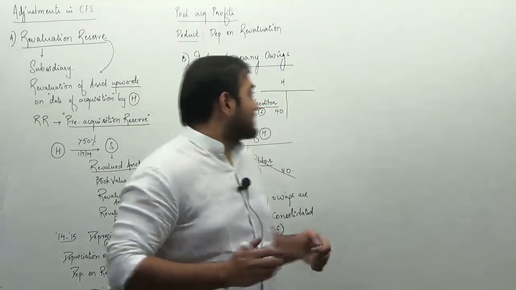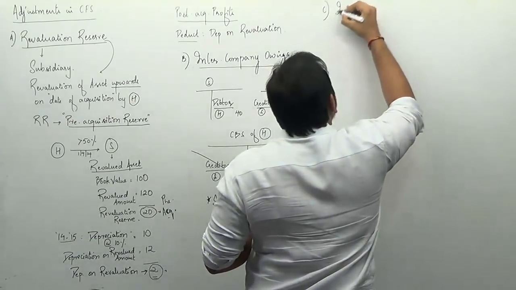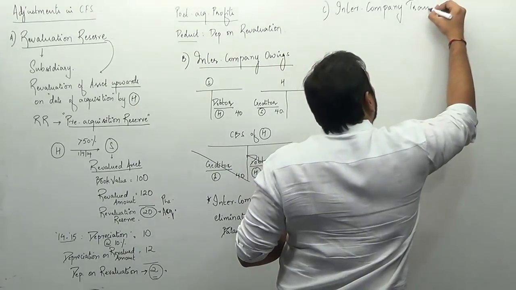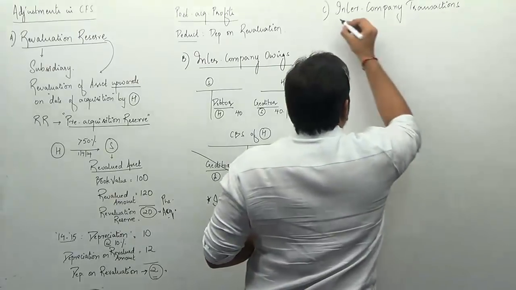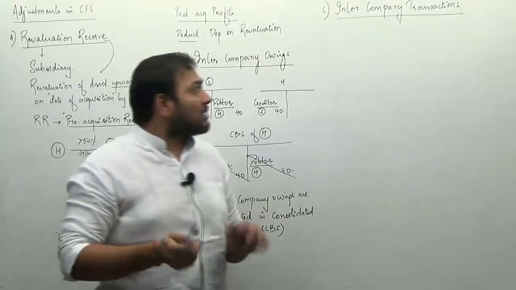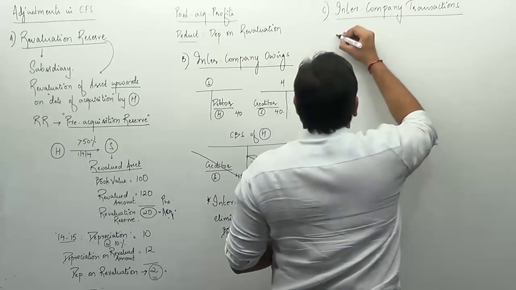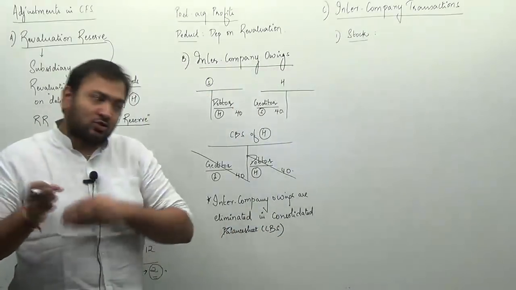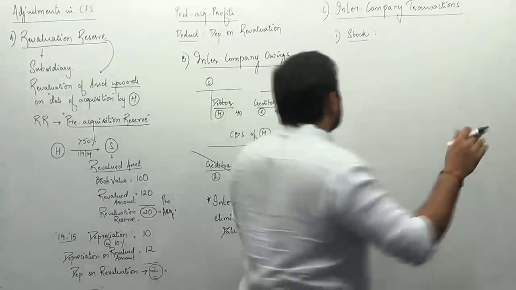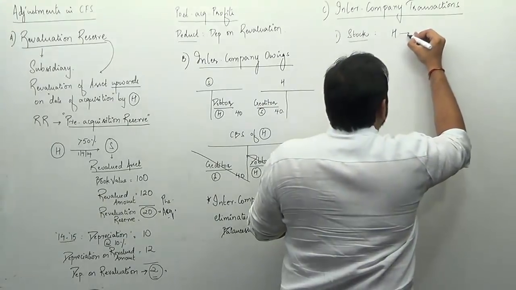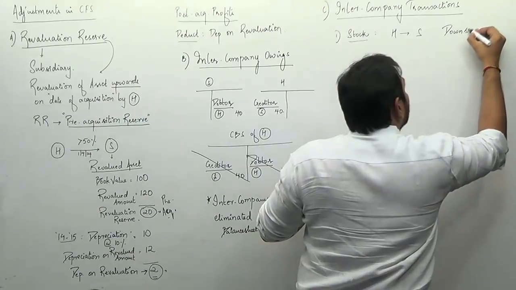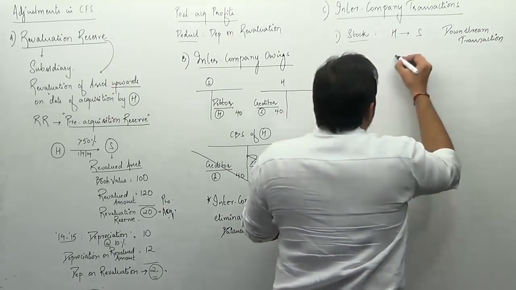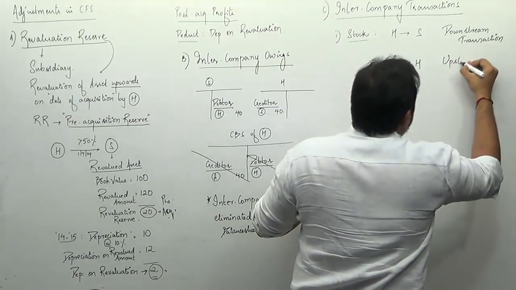So, yes guys, let's move on to the next adjustment. Intercompany transactions now. When we talk about intercompany transactions and elimination of these intercompany transactions, the first one, let's say, is stock. That means, let's say holding company sold goods to subsidiary or the subsidiary sold goods to holding company. I'll give a name to it specifically. When holding is selling goods to subsidiary, I'll call it a downstream transaction. And when I have a subsidiary selling goods to holding, we call this an upstream transaction.